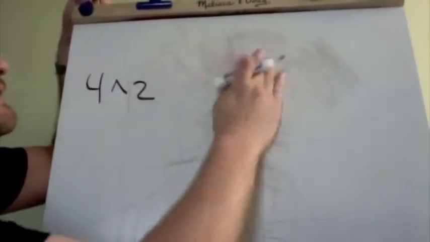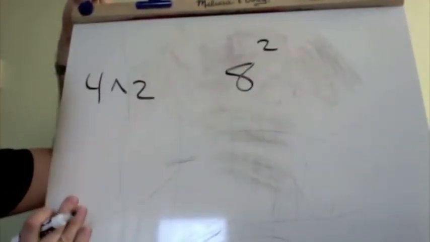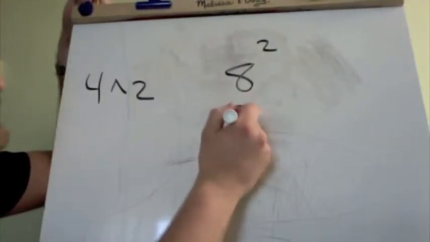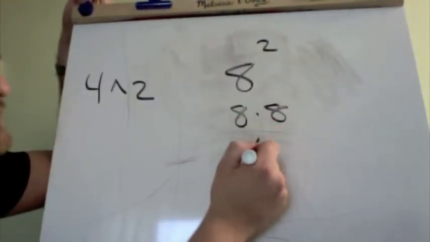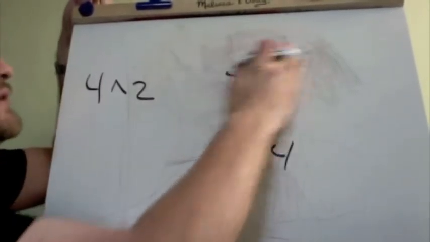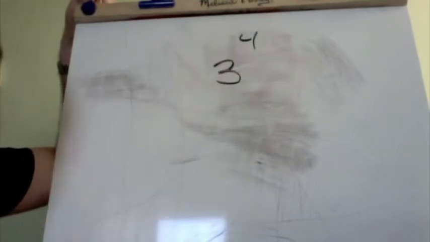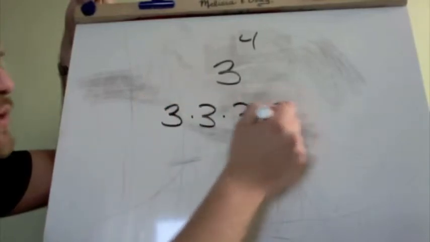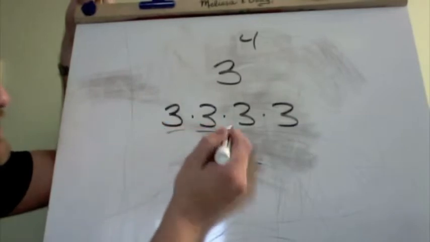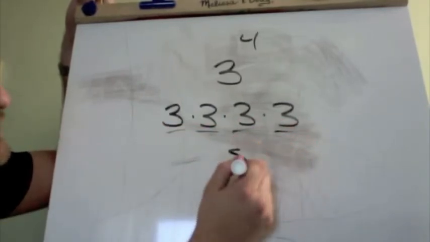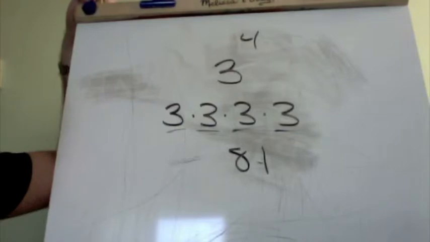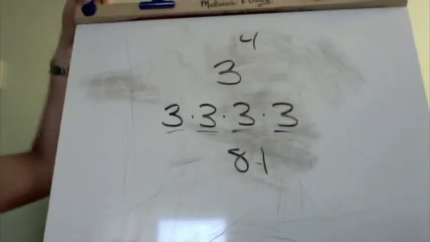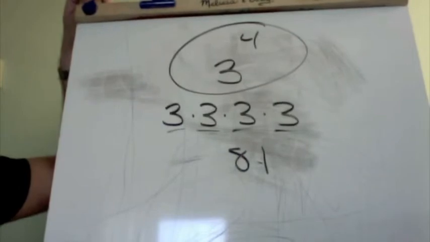So what if we have 8 squared? Well, it'd be 8 times 8, which is 64. Now, what if we have 3 to the 4th power? What's that? Well, it means we have four 3s: 1, 2, 3, 4, all being multiplied together. So what is that? 3 times 3 is 9, times 3 is 27, times 3 is 81. So that's exponential form.